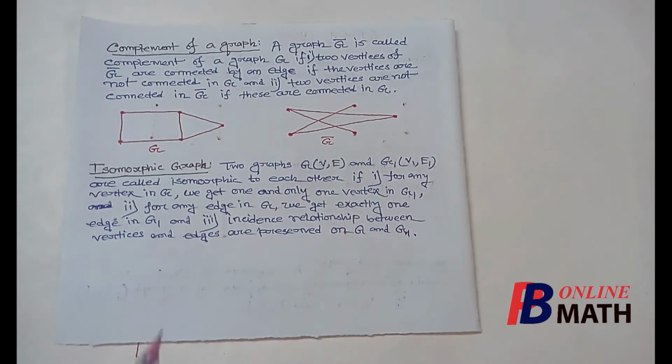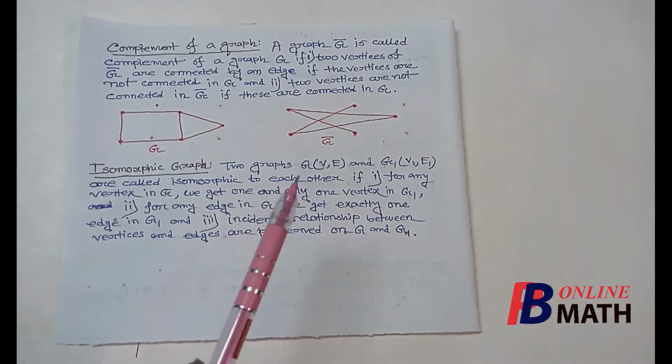Next we define isomorphic graphs. Two graphs G and G1 are called isomorphic to each other if, number 1, for any vertex in G we get exactly one vertex in G1. Number 2, for any edge in G we get exactly one edge in G1. And number 3, the incidence relationship between vertices and edges is preserved in both G and G1.